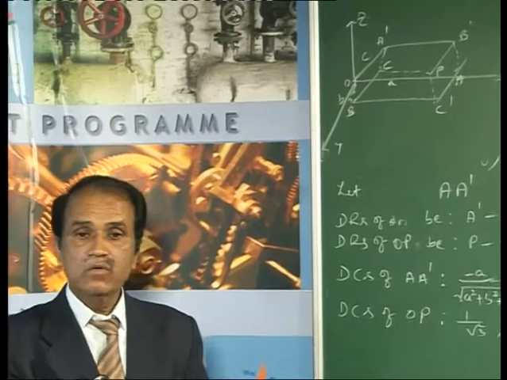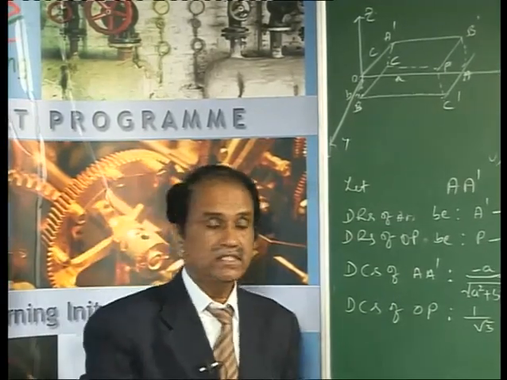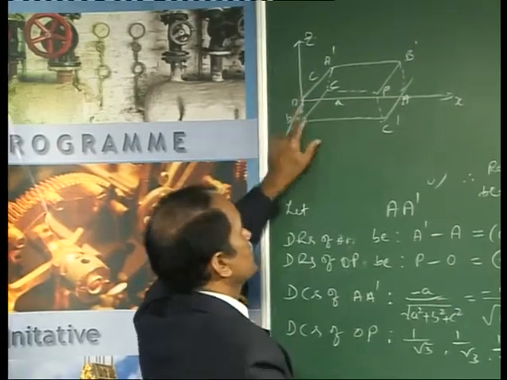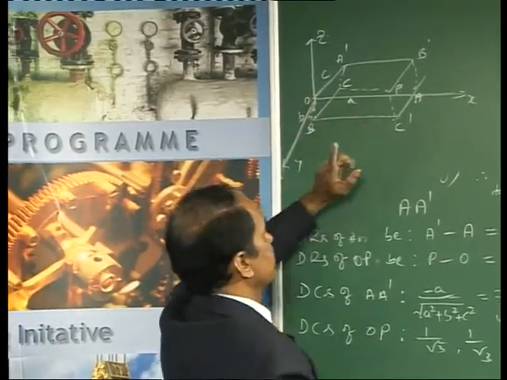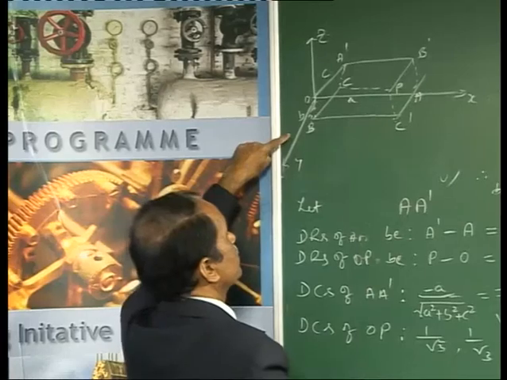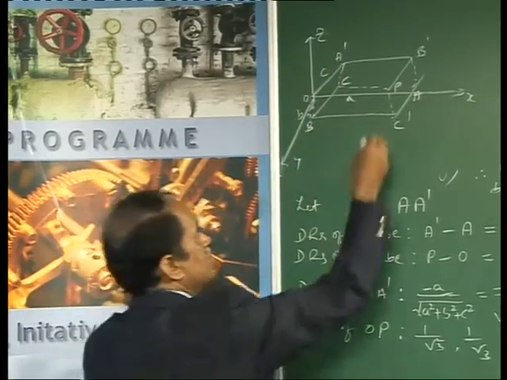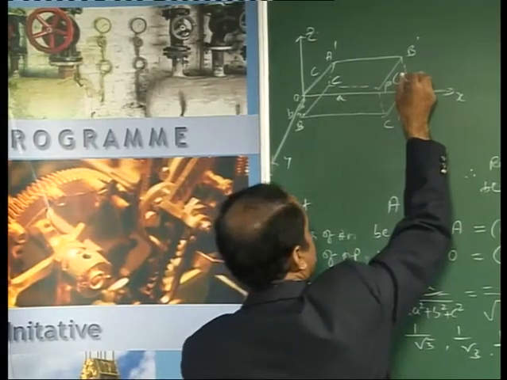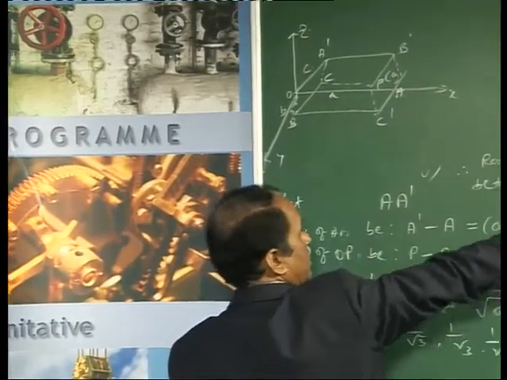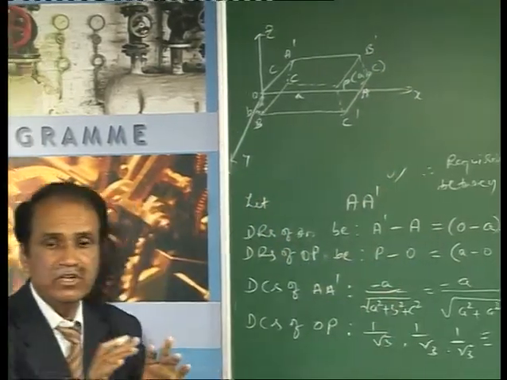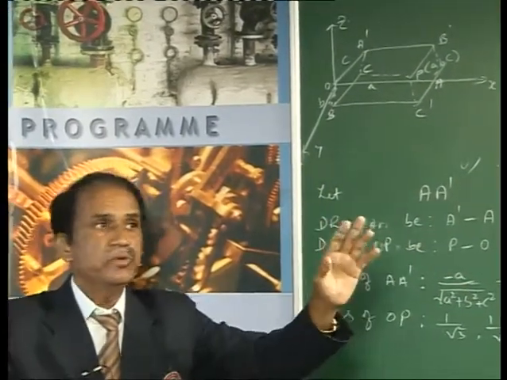Coordinates you have to represent exactly what values we have assigned for the dimensions: a units on the x axis, small b units on the y axis, and small c units on the z axis. Then your P will be represented not by (a, a, a) as in the previous diagram, but here by (a, b, c). All the three will not be the same. It is not a cube.